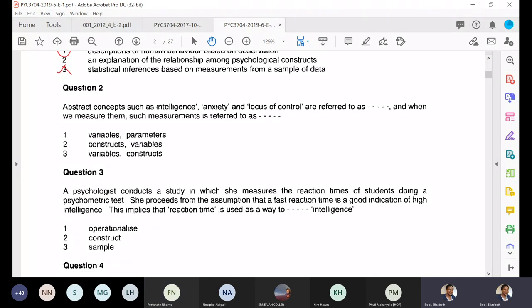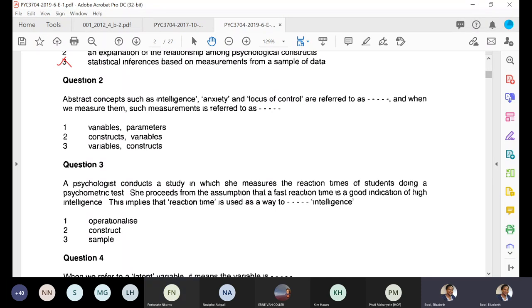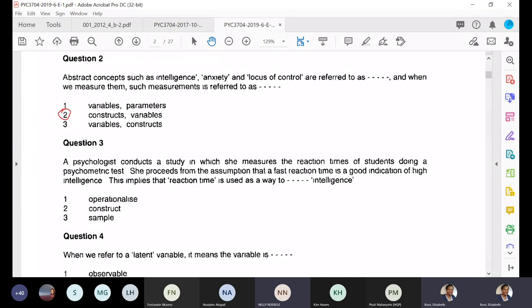Yes. And also this one, I won't be able to assist you, because I still have to understand what a construct is. Abstract concepts such as intelligence, anxiety, and locus of control are referred to as... And when we measure them, which measurement is referred to as? Number two. So they are constructs, and if we apply them as measurements, they are referred to as variables. Oh, yes. Now I understand what constructs are. Not that I fully understand, but I think I get an idea.